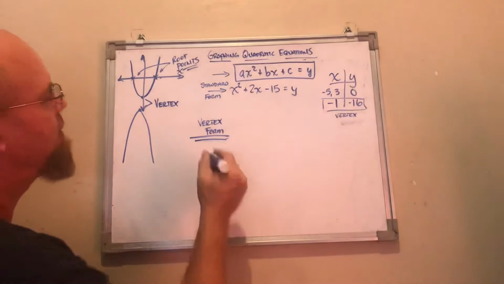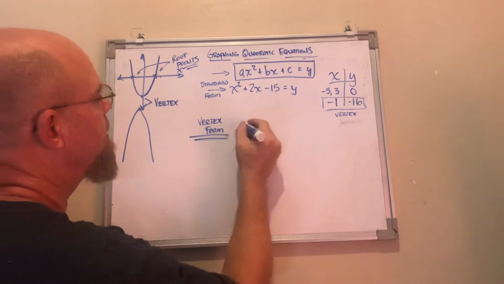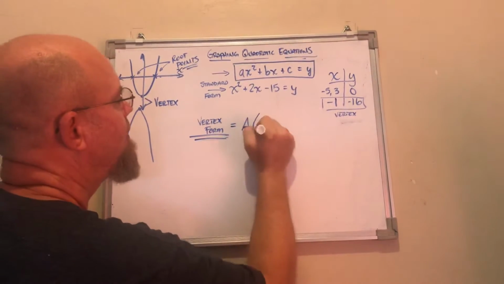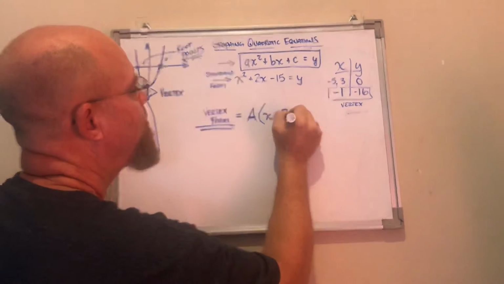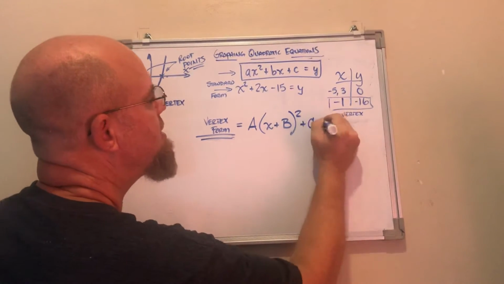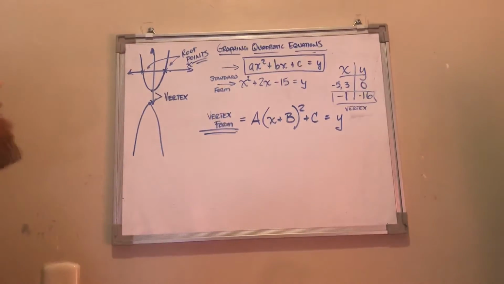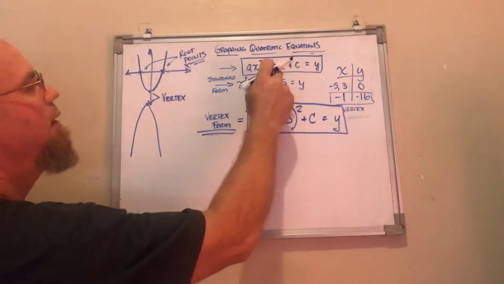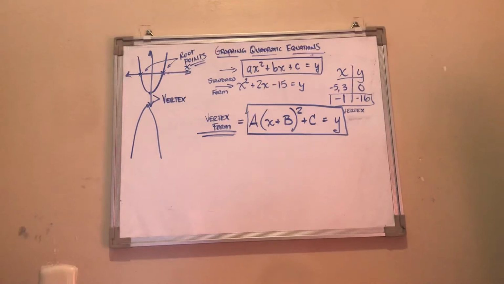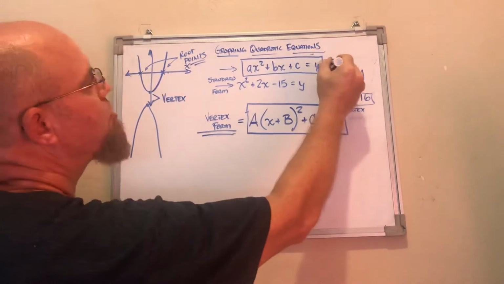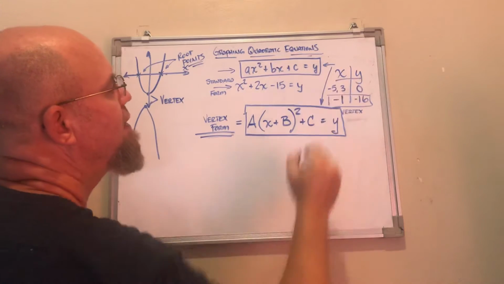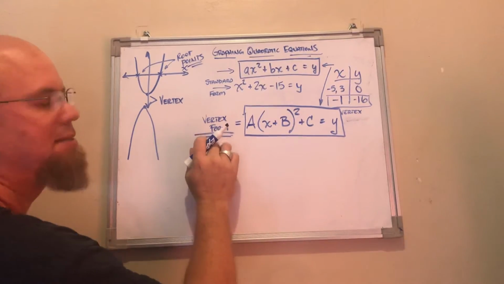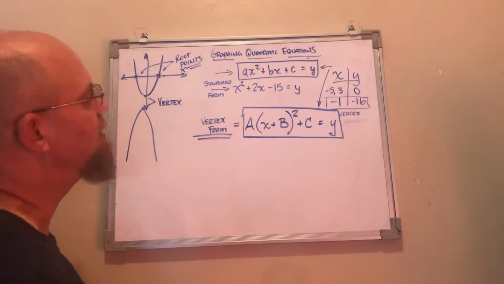the expression for a vertex quadratic equation is capital A times (x plus capital B) squared plus C equals y. This is the vertex form of a quadratic equation. And I'm going to show you how to change this one into this one, because this one is going to tell us what the vertex is very, very easily.